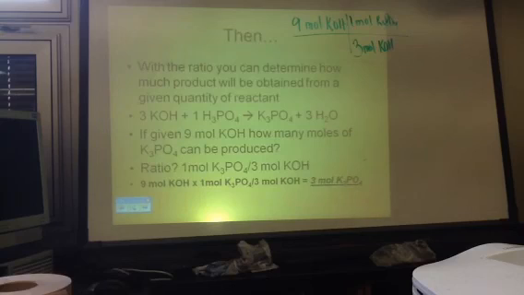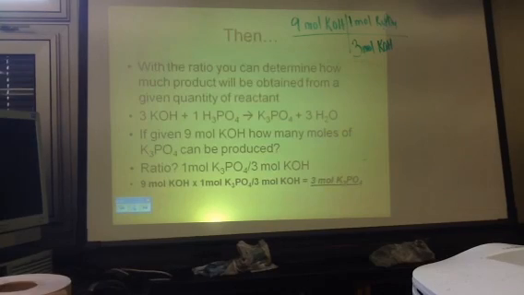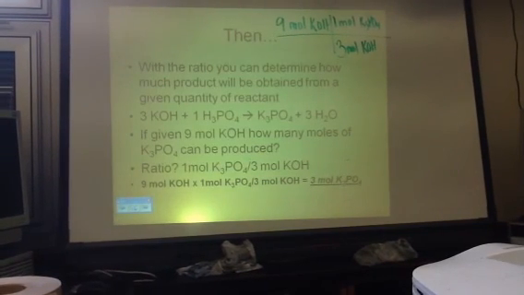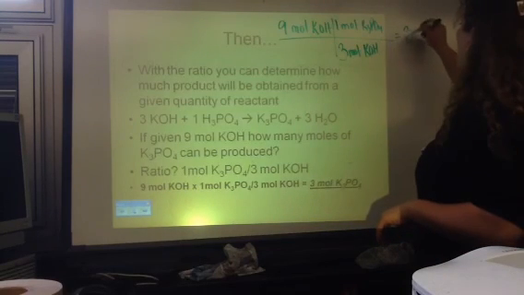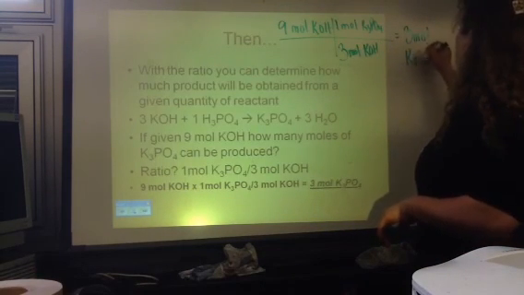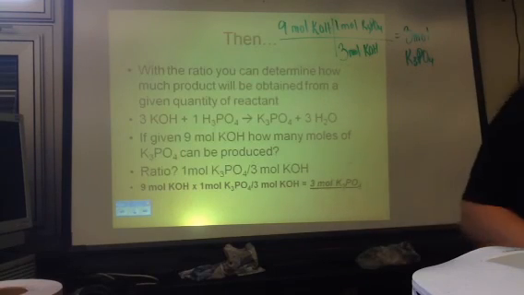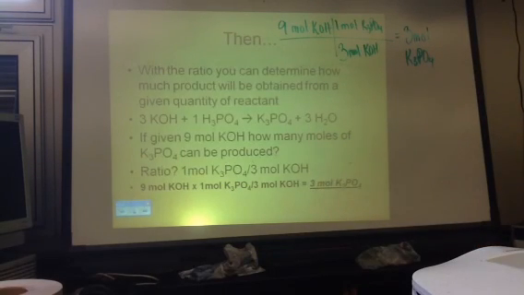That's our whole problem. We started off with our given in moles of potassium hydroxide. We know that we wanted to end up in moles of potassium phosphate. That's it. We're done. So, with 9 moles of potassium hydroxide, we can make 3 moles of potassium phosphate. They're not all that easy, but that mole-to-mole ratio is at the heart of every single one of these problems.